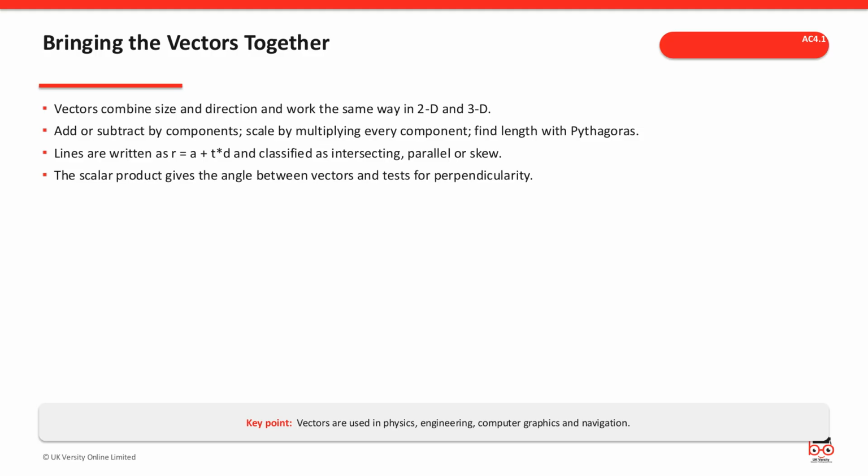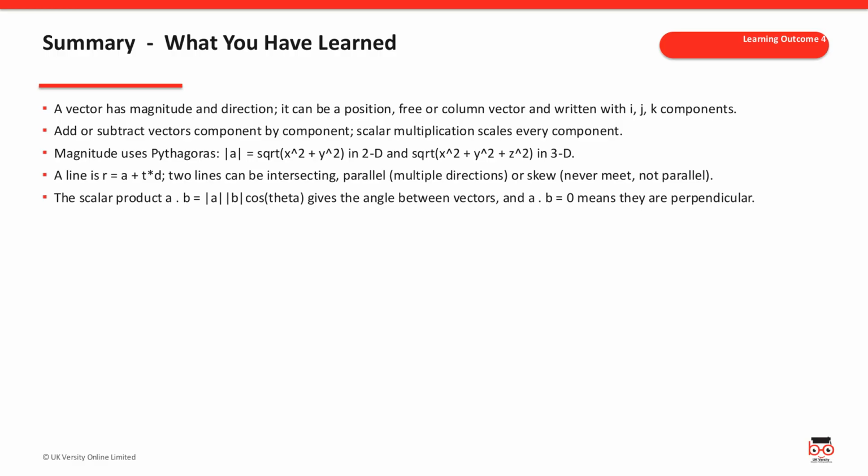To recap, a vector has magnitude and direction, and can be a position, free, or column vector, written with i, j, and k components. You add or subtract them component by component, and scalar multiplication scales every component, while magnitude comes from Pythagoras, the square root of the sum of the squared components. A line is r = a + td, and two lines may be intersecting, parallel or skew. And the scalar product, a·b equals the magnitudes times the cosine of the angle, gives you that angle, with a value of 0 signaling perpendicular vectors.